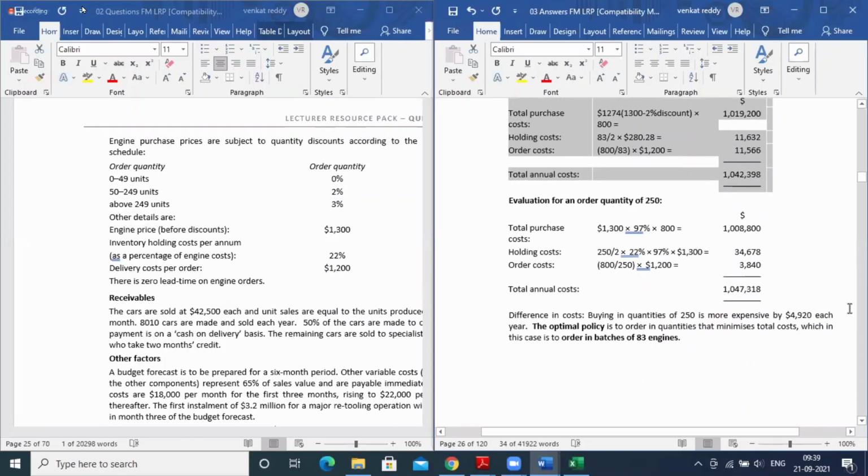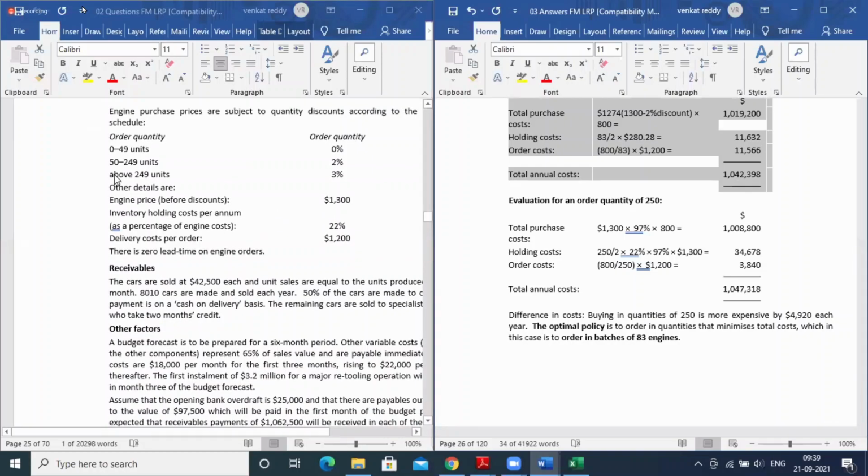Then, evaluation of an order quantity of 250. Here they mention that if you order at least 250 units, whenever you make an order, then we can get a discount of 3%. Now, if you want to avail the 3% discount by ordering 250 units, we need to calculate the total inventory cost. So the same process should be applied.